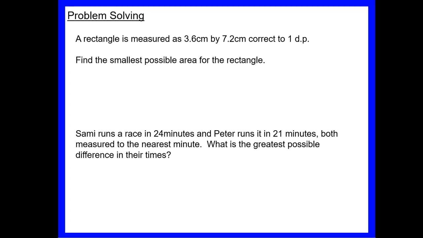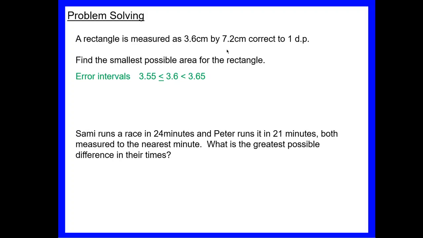All right, so a rectangle then is measured as 3.6 centimetres by 7.2 centimetres, correct to one decimal place. Find the smallest possible area for the rectangle. So two different measurements, both to one decimal place, so we need to do error intervals for both of our values. So if we're at one decimal place, we need 2 decimal places. So half of our 1 decimal place, remember 1 decimal place is 0.1, so half of that is 0.05.